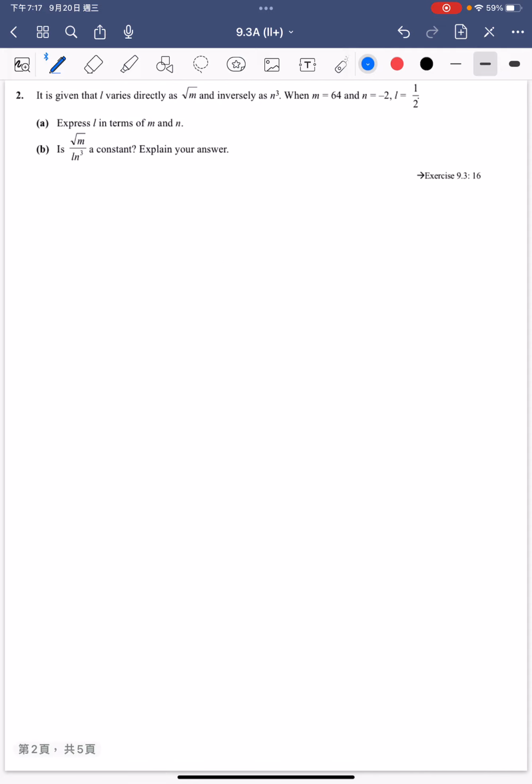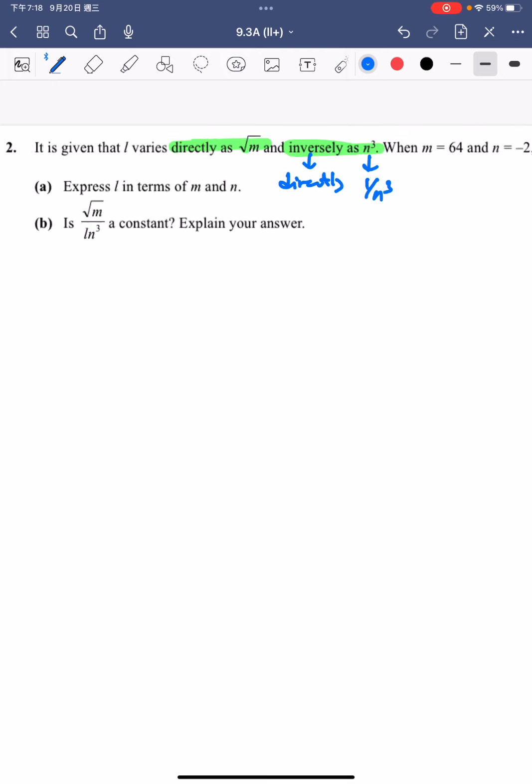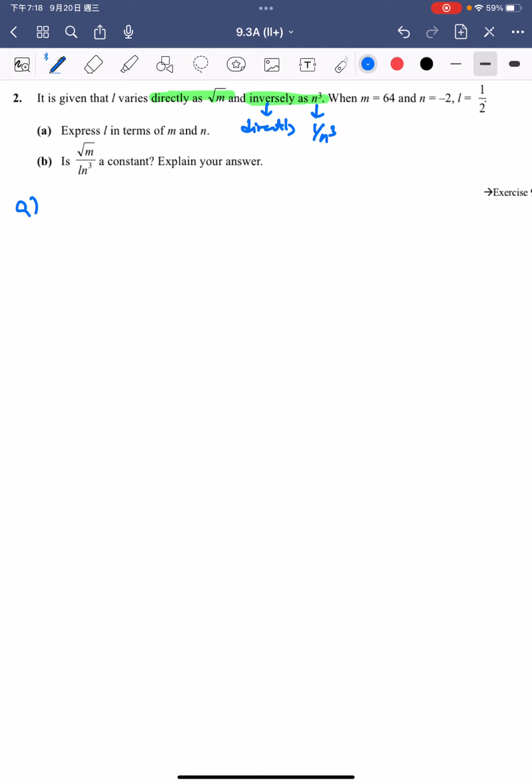Alright, so now we're moving to question 2. Question 2 is saying that L varies directly as the square root of n and inversely as n cubed. So as I said before, the inversely can change to directly. Then you need to change n cubed to become 1 over n cubed, which means that we can write L is proportional to the square root of n times 1 over n cubed. Then we can change our proportional sign to become equal to k. Then we have L is equal to k square root m divided by n cubed.